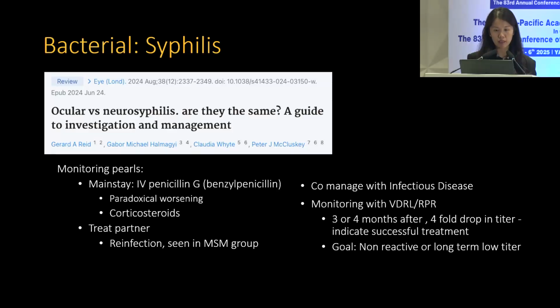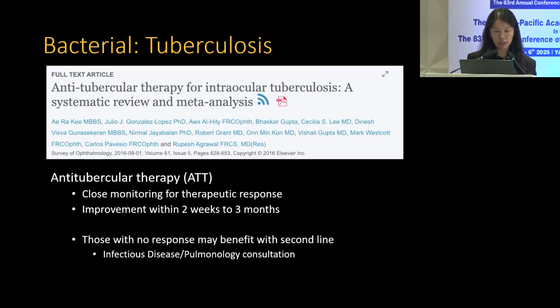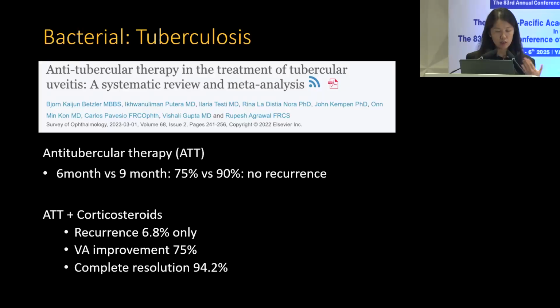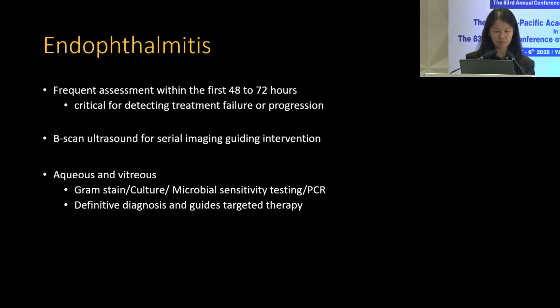In terms of ocular TB, patients who have this will be started on anti-tubercular therapy, and improvement is usually seen within the first 2 weeks to 3 months. If there's no response noted within this time frame, a second-line agent may be beneficial, in coordination with pulmonology or infectious disease. It's also important to note that for those who receive the treatment for as long as 9 months, the recurrence rate is a lot less. And when it's combined with steroids, the recurrence drops to only 6.8%.